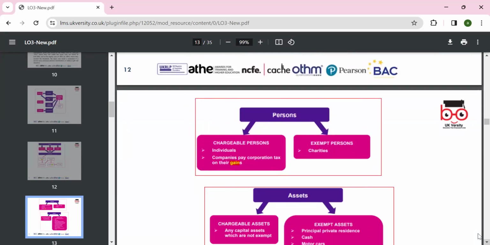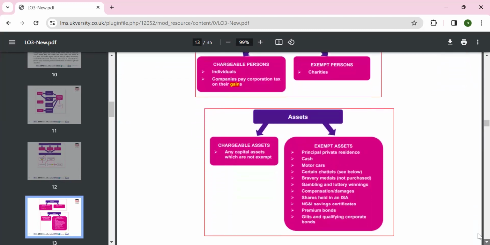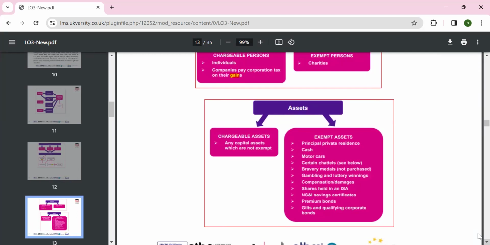Individuals pay capital gains tax, while companies pay corporation tax on their chargeable gains, and pensions, charities and schemes are exempt. A chargeable asset is any capital asset which is not exempt. Exempt assets include the private residence, assets which you privately use, cash, motor cars, and certain chattels, which we will look at in a minute.